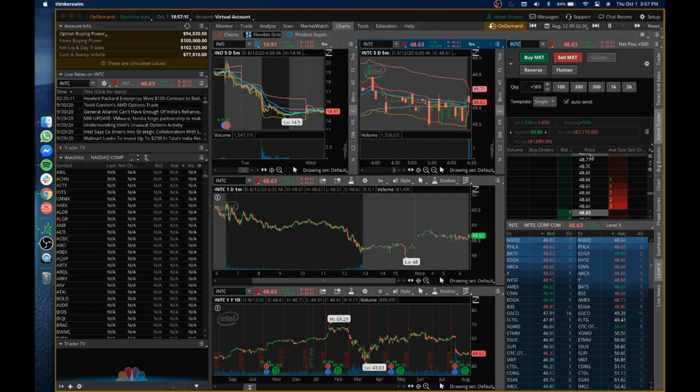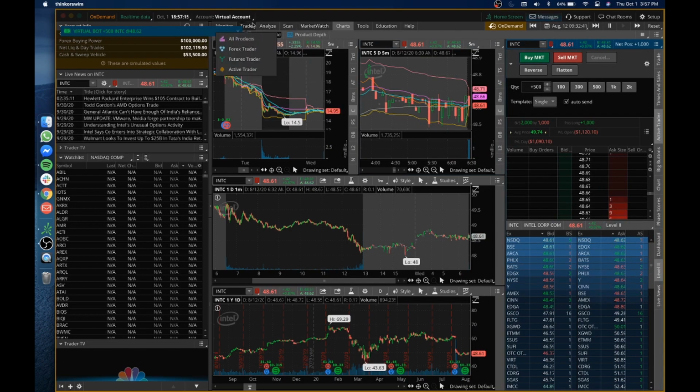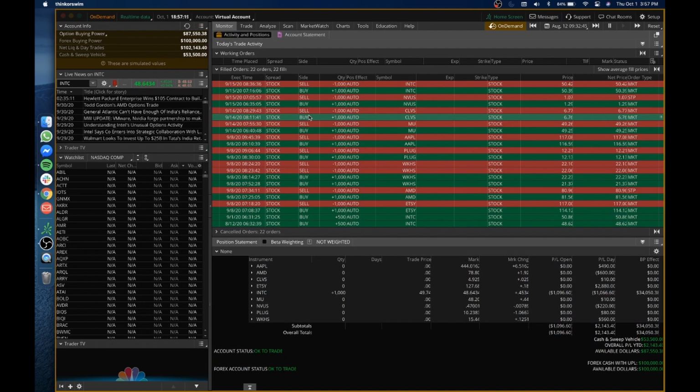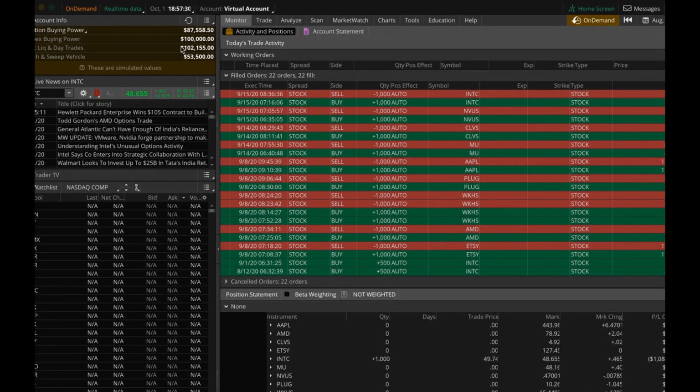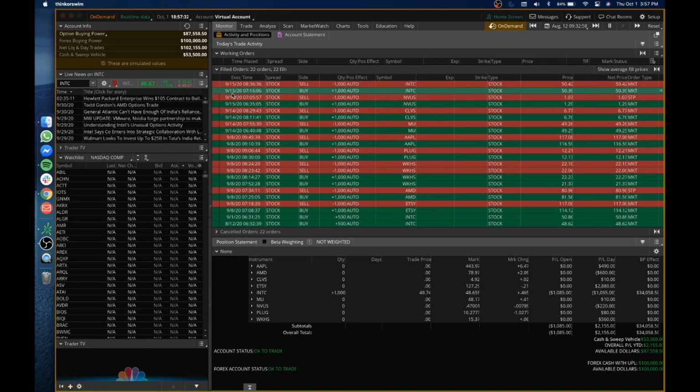You have your level 2, you have your depth of market, you can execute another purchase, and then go to monitor. And there you go. Intel, bought another 1,000 shares of Intel, right? And then you can see your status here, and you can see your option buying power there, right? So I would encourage all of you guys to start testing this out, start to paper trade, start to do simulation trading using TD Ameritrade and ThinkorSwim.